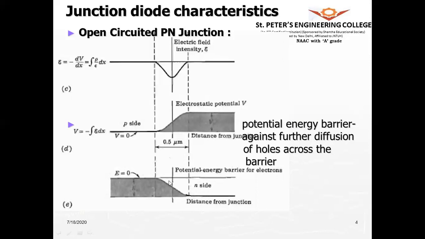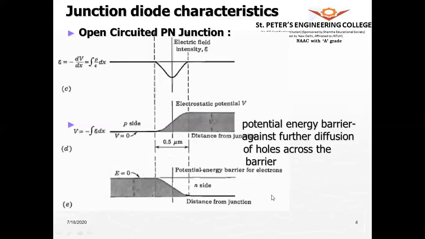For this reason, the free charges on the N side will not be able to cross over to the P side, as there is a higher potential which will stop the charges from moving. Similarly, this junction barrier or potential will stop the free charges on the P side from moving into the N side. So this is what we will see.